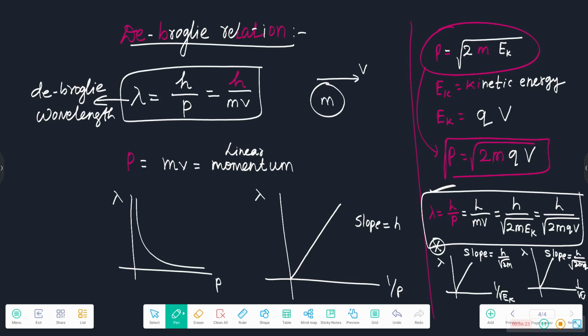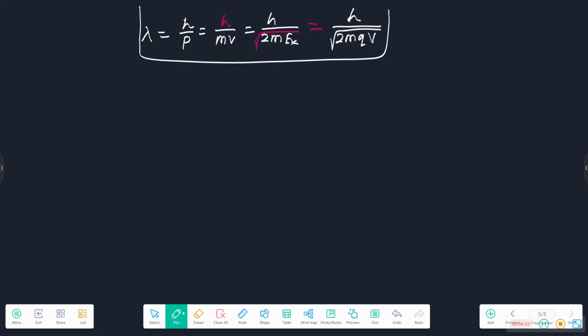Okay. Let's again discuss the same graphs on the next page. So what did you understand here? Now here the wavelength lambda I can write as h by p, h by mv and h by what? Tell. Root 2m Ek, Ek is kinetic energy. And also I can write h by root 2m qV. Okay. So these relations you must remember. Now I'll do the graphs here. So let me do the graphs. All graphs let me do.